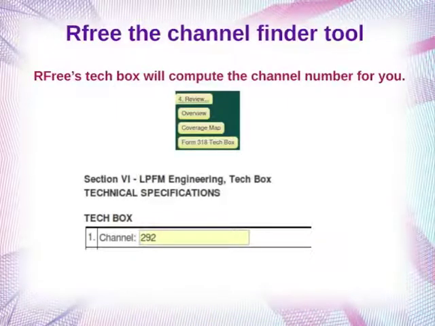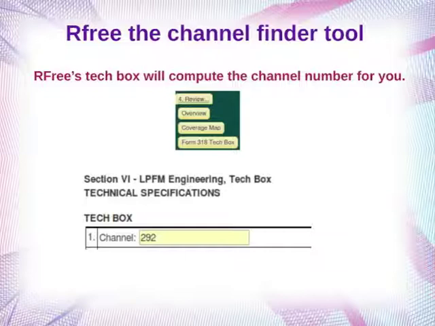R3 also has a template that is similar to Form 318, the tech box. So you can also run a search and find out the information for your application. The reason we created this is for applicants to be able to enter their information there and then copy and paste it into the Form 318 they're going to be submitting to the FCC. So the R3 tech box will compute the channel number for you.